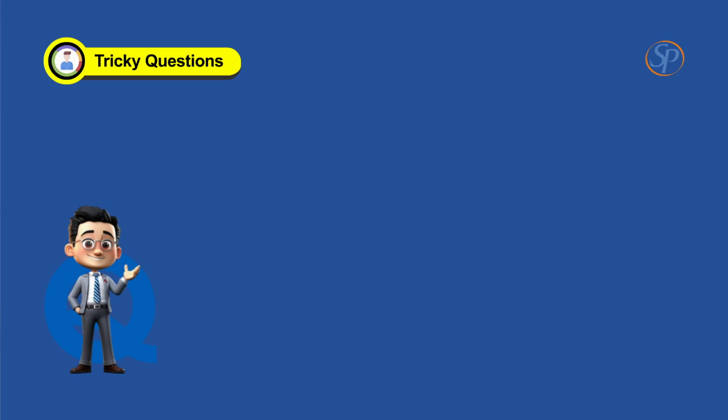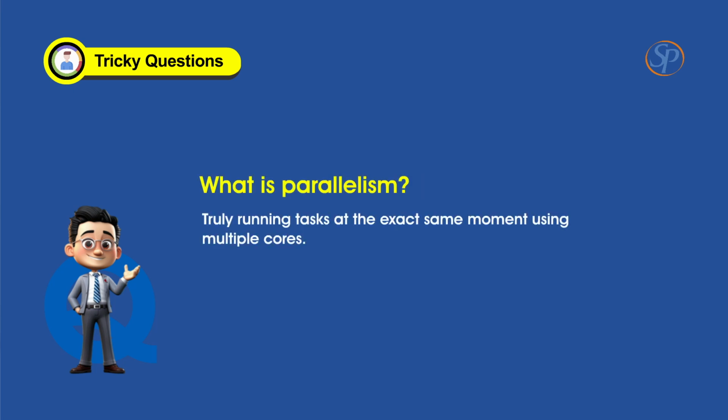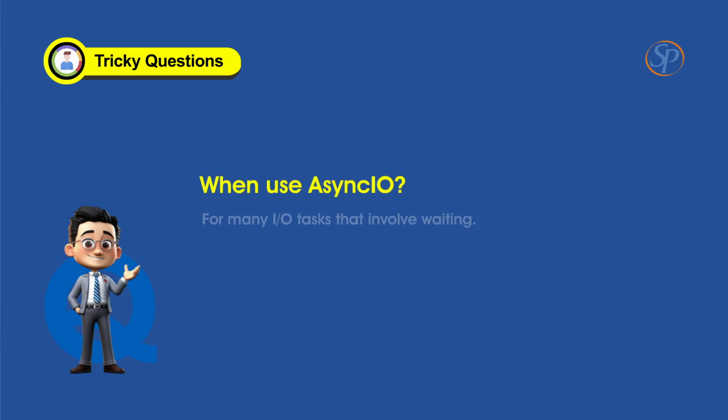Here are a few tricky questions for you. What is concurrency? Handling multiple tasks at the same time or switching between them efficiently. What is parallelism? Truly running tasks at the exact same moment using multiple cores. What are input-output bound tasks? Tasks that spend time waiting for external resources. What are CPU bound tasks? Tasks that spend time doing heavy calculations.